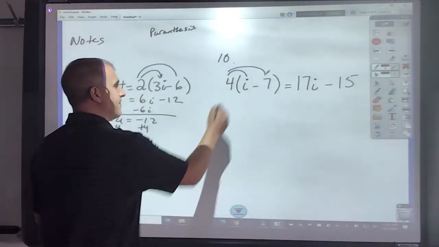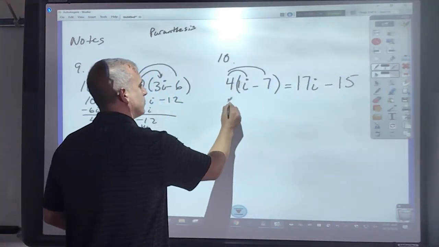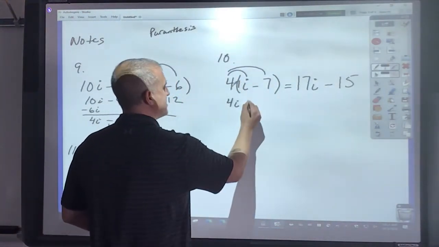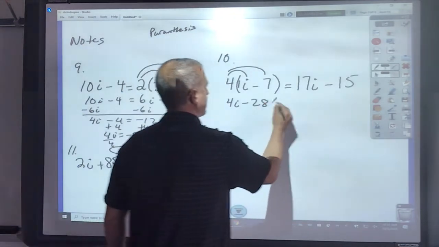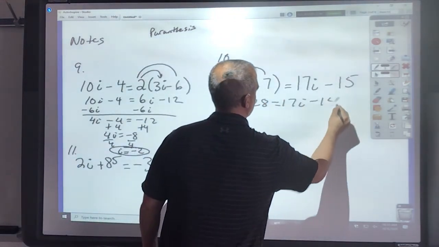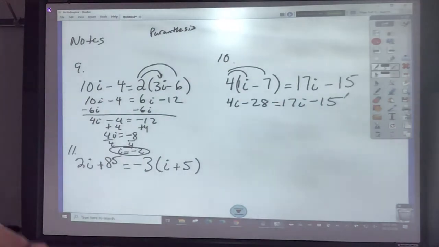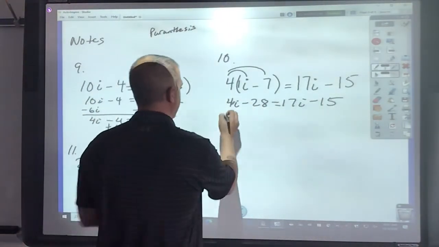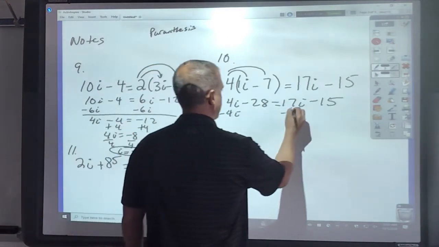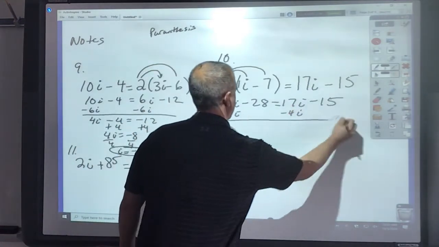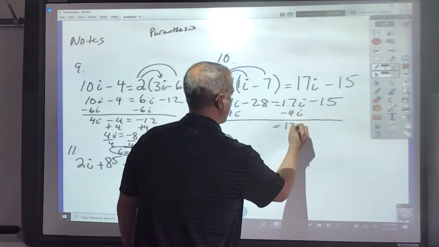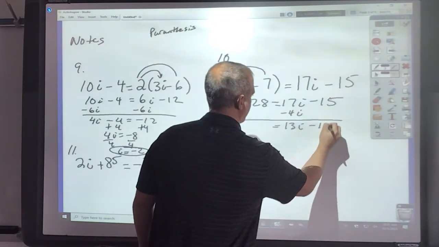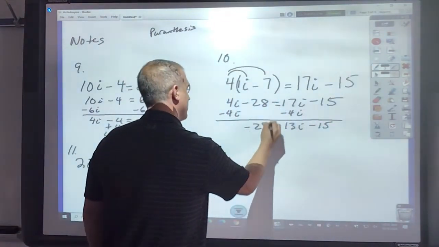Once again, I'm going to multiply. Now, the number in front of the parentheses here is a 4. So 4 times i would be 4i. 4 times negative 7 would be negative 28. So, which i am I going to move? I can move the 17, or you can move the 4i. Subtract 4i, subtract 4i. That's going to be 13i. Keep the minus 15. This drops down as negative 28.